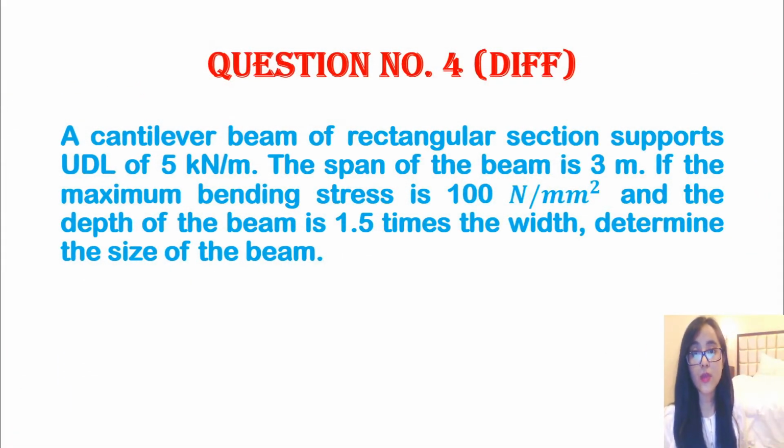This is the fourth numerical for today. A cantilever beam of rectangular section supports UDL of 5 kN per meter. The span of the beam is 3 meter, the maximum bending stress is 100 Newton per mm square and the depth of the beam is 1.5 times the width. Determine the size of the beam. So let us get started with this numerical also.